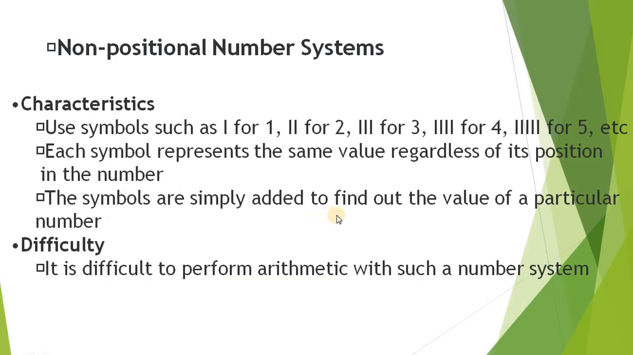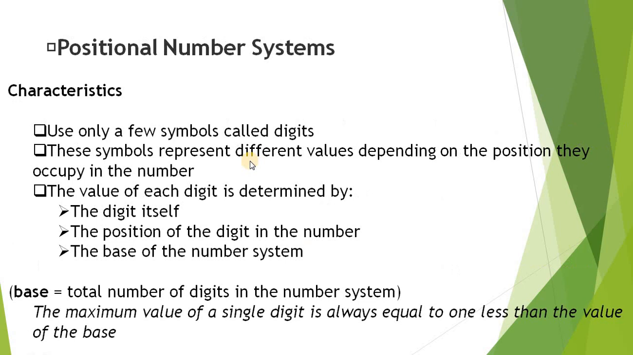In non-positional we simply go on adding the symbols to find the particular number, like we just discussed. If I want to write 20, we go on just adding these I values. And what is the problem with this? It is difficult to perform arithmetic with such a number system. Addition, subtraction, multiplication, division, all these tasks are very difficult when we have this non-positional number system. By the name itself you should understand that non-positional means the symbols that we use don't have any specific positional value. Now let us understand the positional number system.